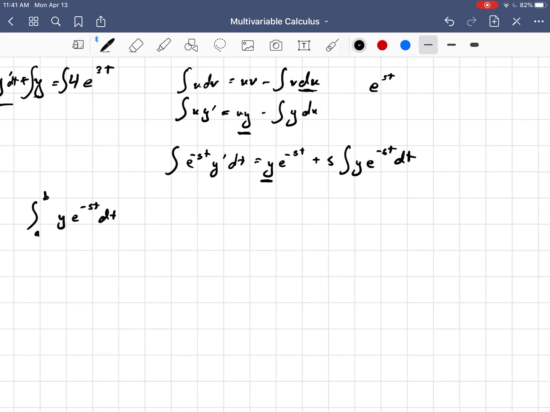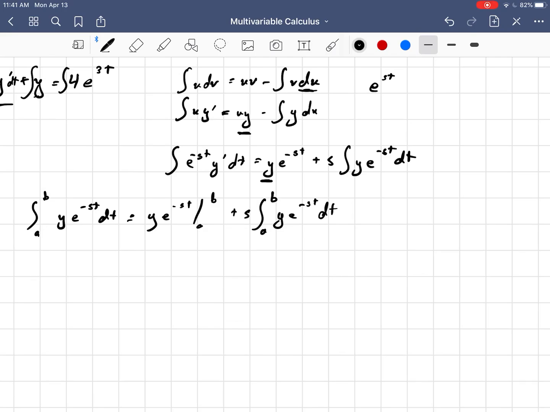So let's take the integral from a to b of y e to the negative st dt. That's going to be, by integration by parts, y e to the negative st, evaluated from a to b, plus s times the integral from a to b of y e to the negative st dt. So if we look at this, we really just want to choose convenient a and b's for ourselves. So let's look at b first.